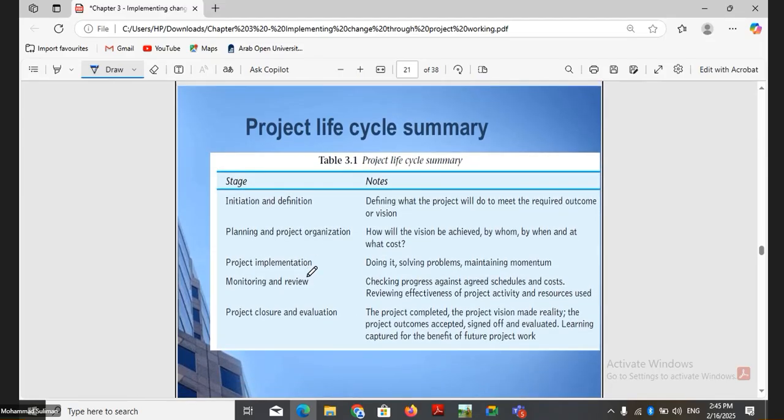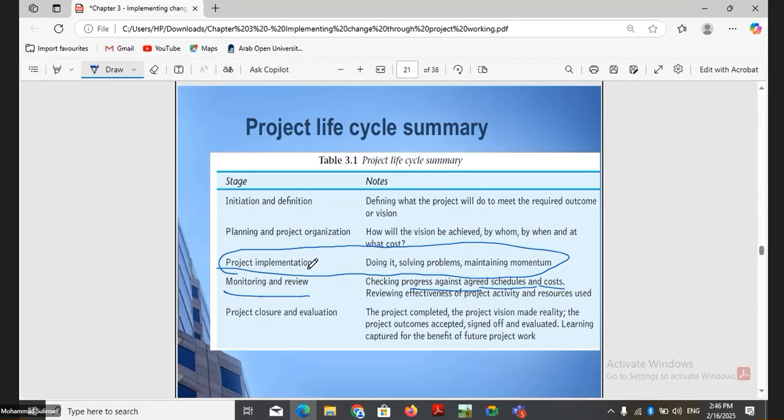Now we missed this monitoring and review. Monitoring and review is checking progress against the agreed schedule and cost. Like what has been done here in the implementation phase, we need to analyze, we need to check whether it is going on time, on budget, right?